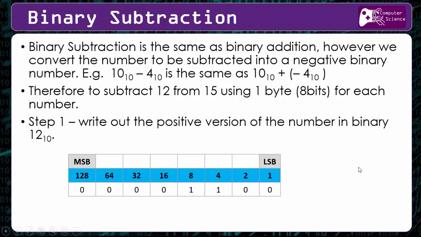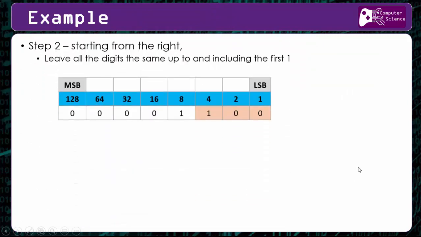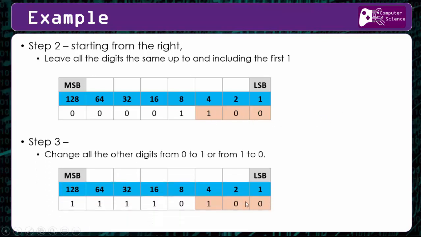We then have to use 2's complement to convert that into a negative number. So starting from the right, at the moment this is just our normal positive 12. As you can see, we've got an 8 and a 4. So we're going to leave all the numbers the same up to and including the first number 1. If you don't know what I'm on about, you need to go back and watch the negative numbers lesson, which was lesson 6. So we're going to leave all of those the same, which we have done here, but we're going to flip all of the other numbers so that they're now the complete opposite. So the 1 becomes a 0 and the zeros all become 1s.